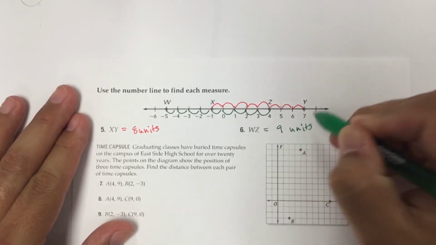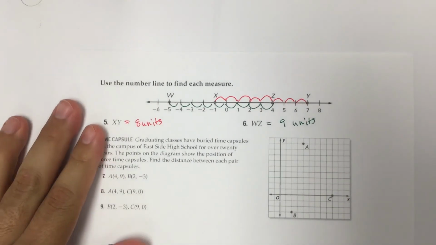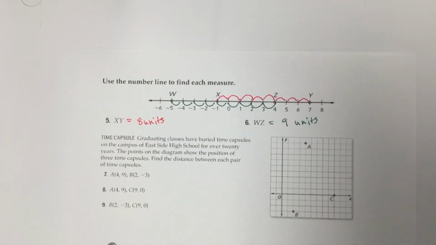Now I'm putting units because it's not giving me a measure. It's not telling me inches, centimeters, and so forth. It's just telling me, so that's why I'm going with units. Okay? Units is a general measure that kind of covers everything. Now notice that one's actually longer than the other. Well, that's fine. That's because distance is always positive. It's always what we call absolute value.